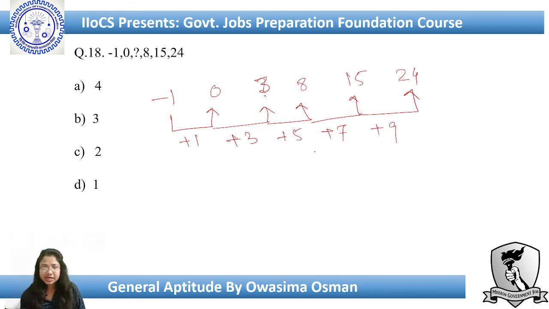So this addition is consecutive. This addition is in the consecutive order of the odd numbers. So our missing term will be 3. Okay.